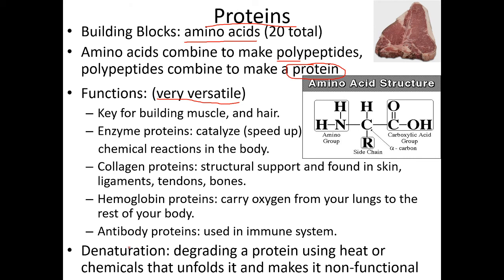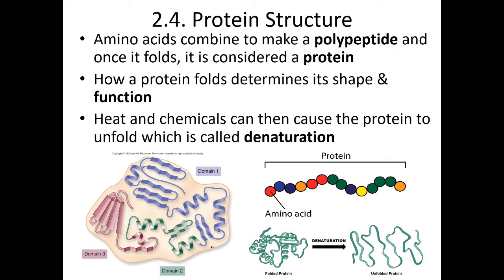The last part about proteins that I want you to know is this thing called denaturation. To denature means to unfold or unwind, and proteins only work when they're folded up, okay? And so denaturation is a bad thing. How do you denature a protein? Well, heat and chemicals are really the way that we denature a protein.